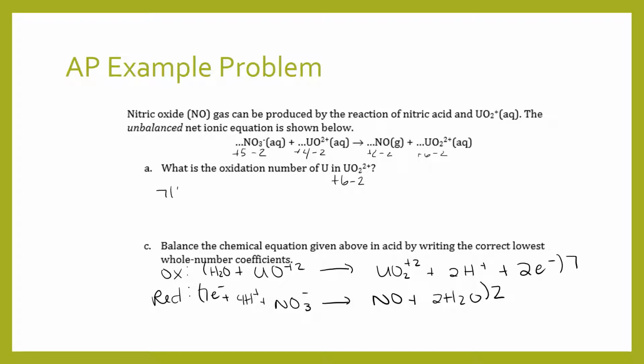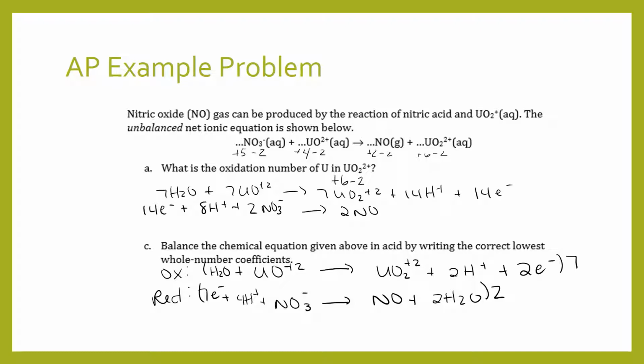I have 7 waters plus 7 UO2+2 plus 14 H pluses plus 14 electrons. In the second reaction, I have 14 electrons plus 8 H pluses plus 2 NO3 minus 1. Then I have 2 NOs and 4 waters.